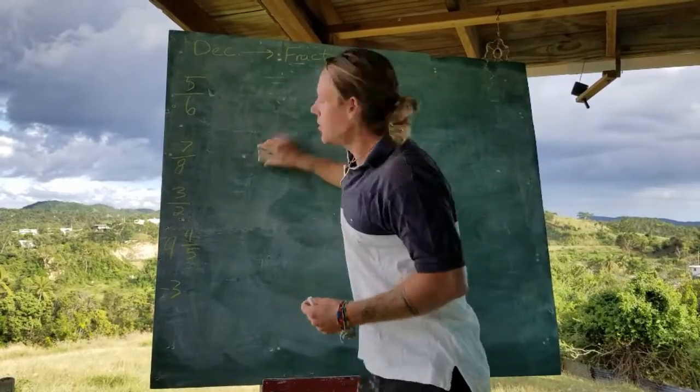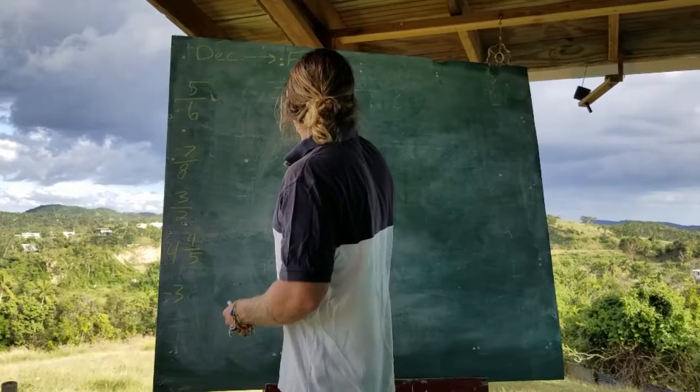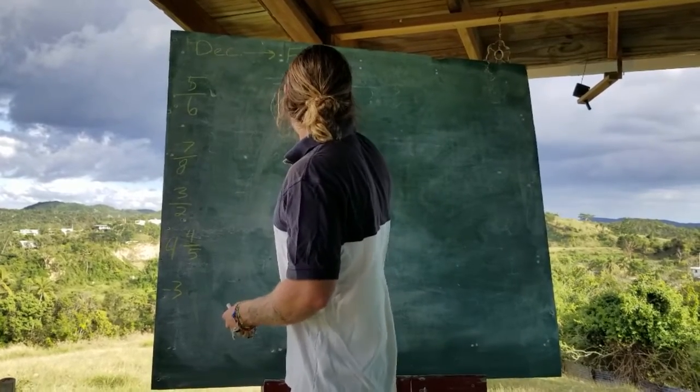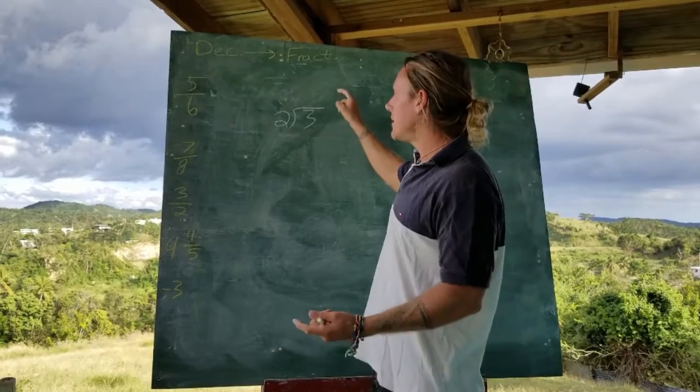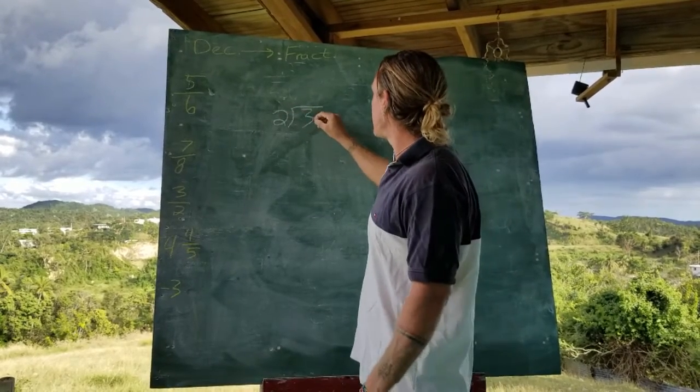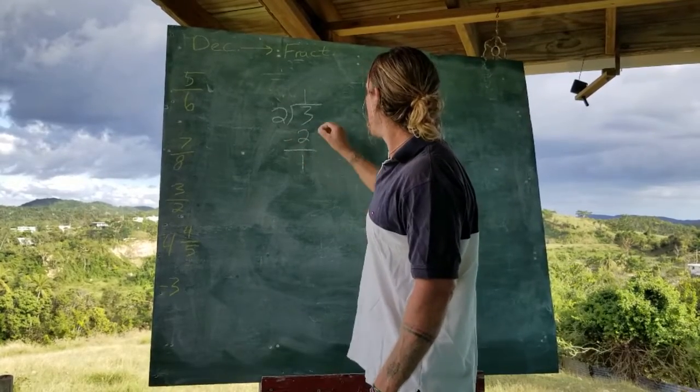So 3 over 2, we read the same way. 3 divided by 2. Well, 2 does go into 3, so we don't need the decimal yet. How many times does 2 go into 3? 1. 1 times 2. Subtract 1.